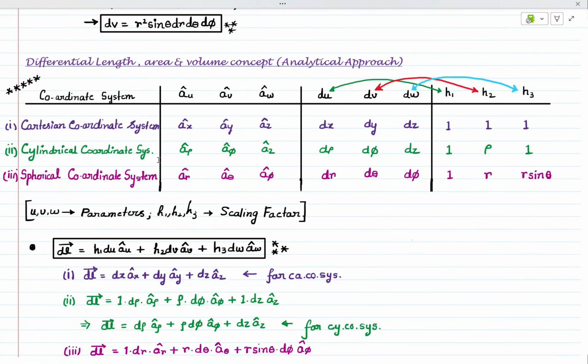In case of the differential length, as differential length is a vector quantity, it must have three directions and three components in those directions. Those three directions are nothing but AU, AV, and AW. So the differential length will be H1 into du into AU plus H2 into dv into AV plus H3 into dw into AW. This is the formula of the differential length.